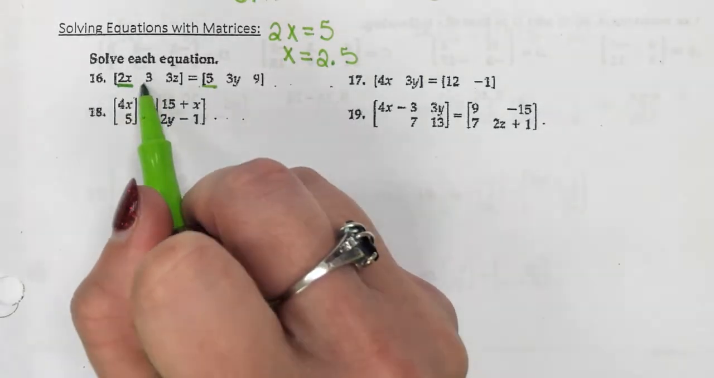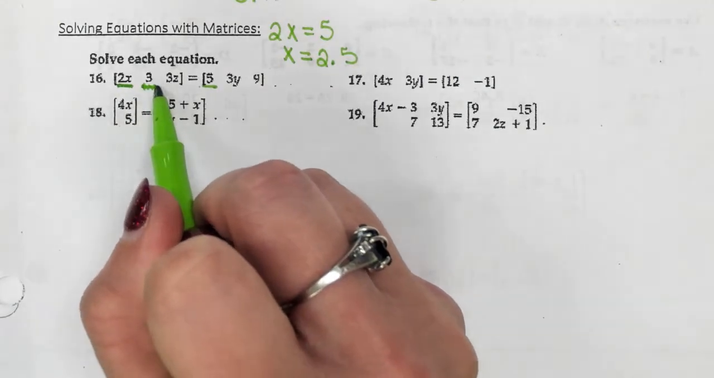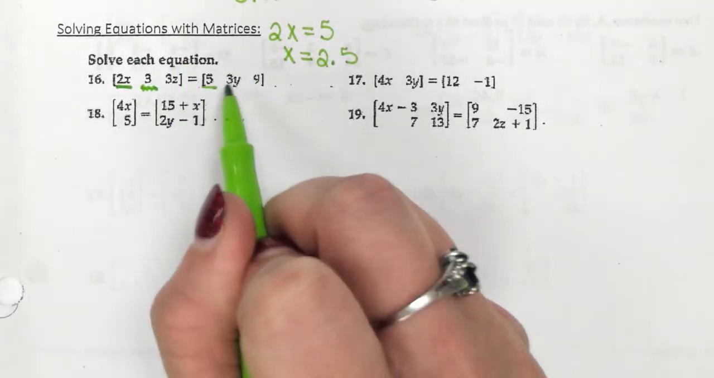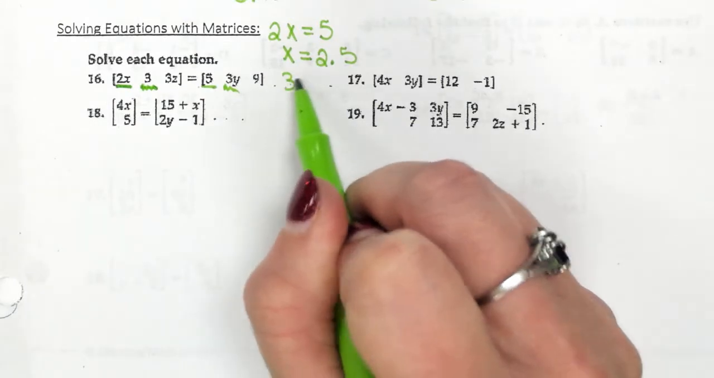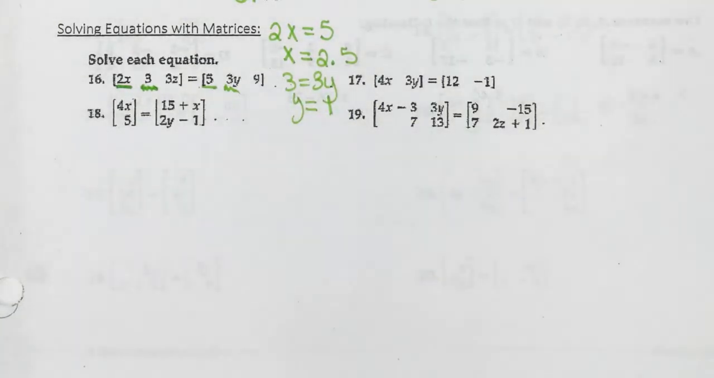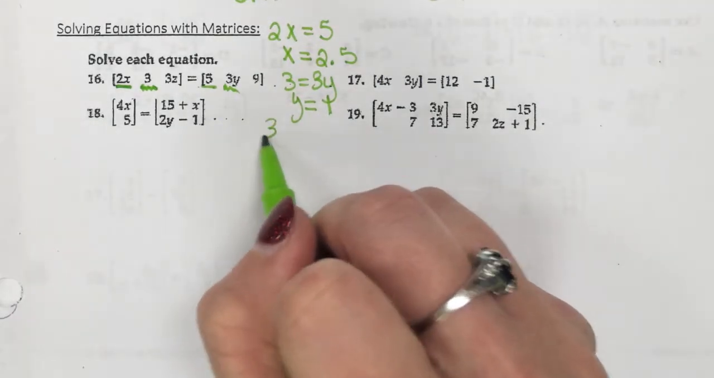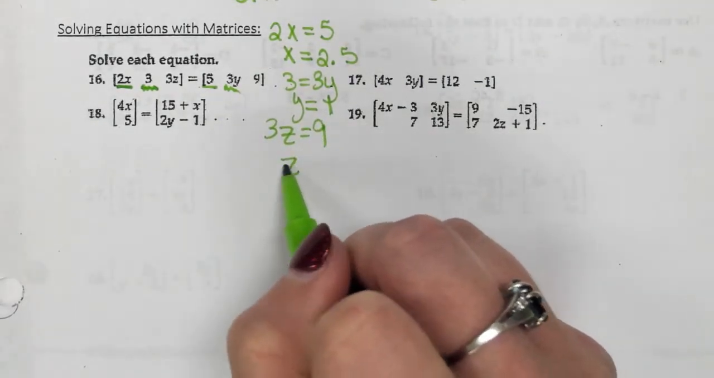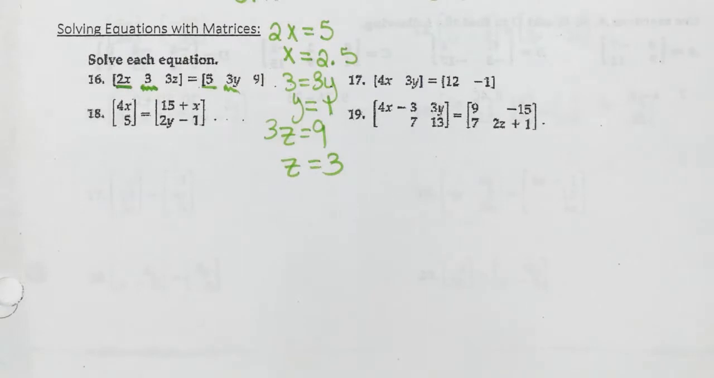Y, the 3 lines up with which one? 3y. So 3 equals 3y, so y is equal to 1. Then 3z lines up with 9, and that equals 3. Perfect. Y'all okay? All right, let's do the next one.